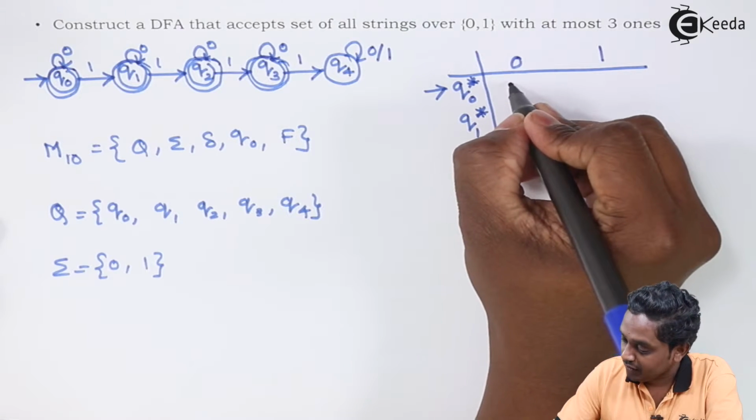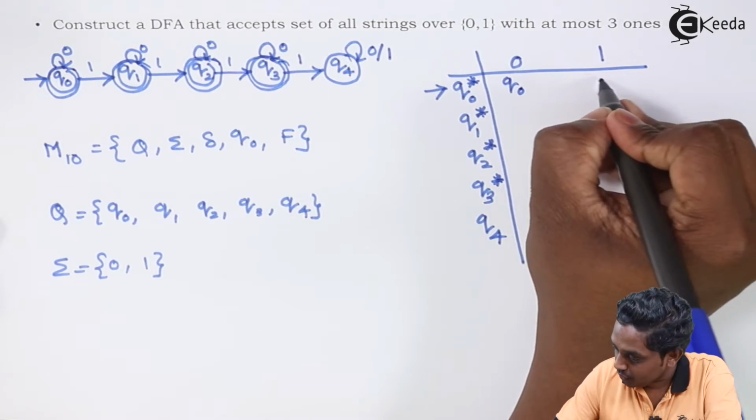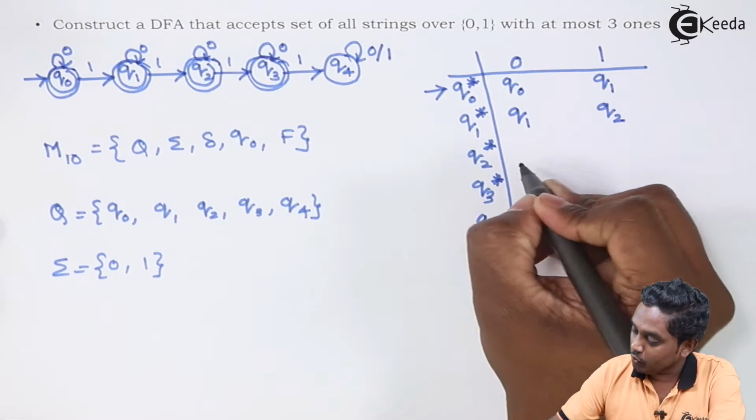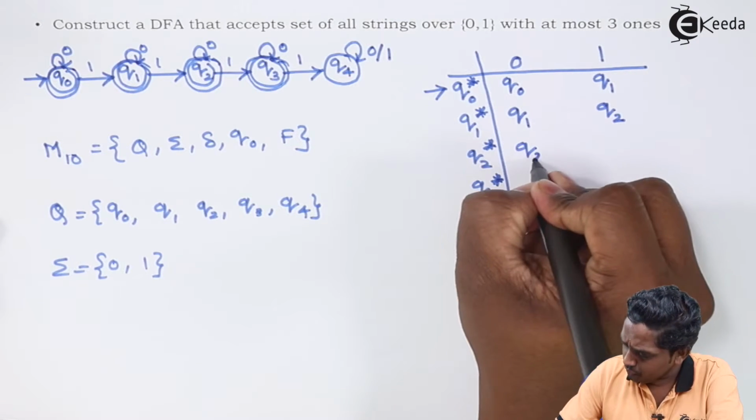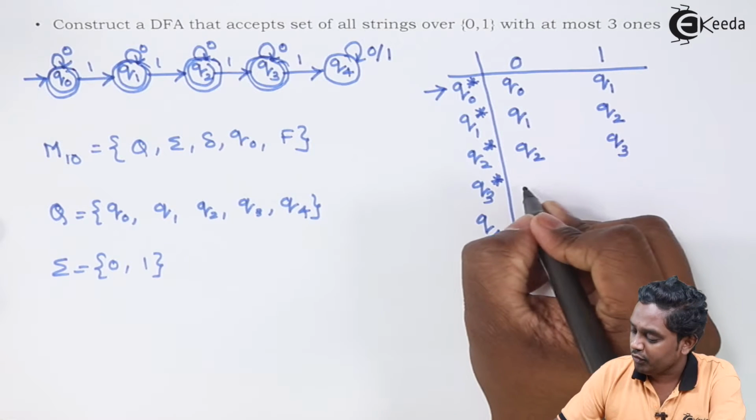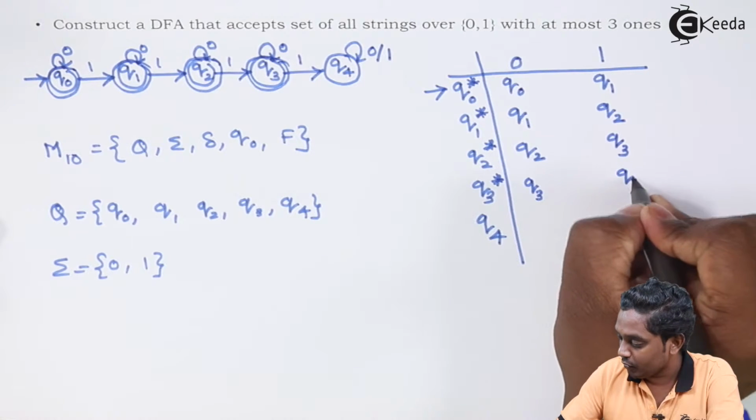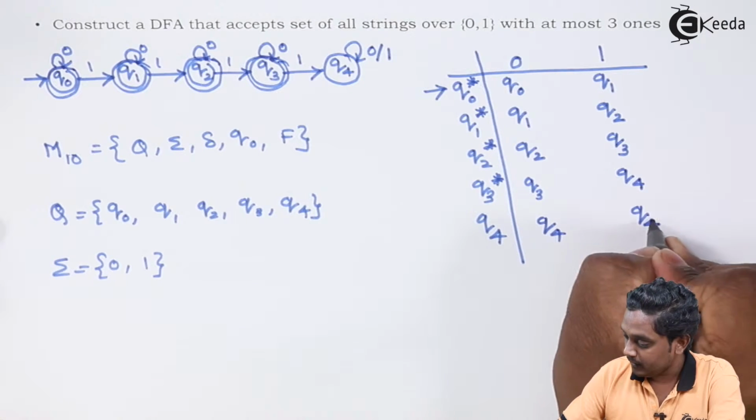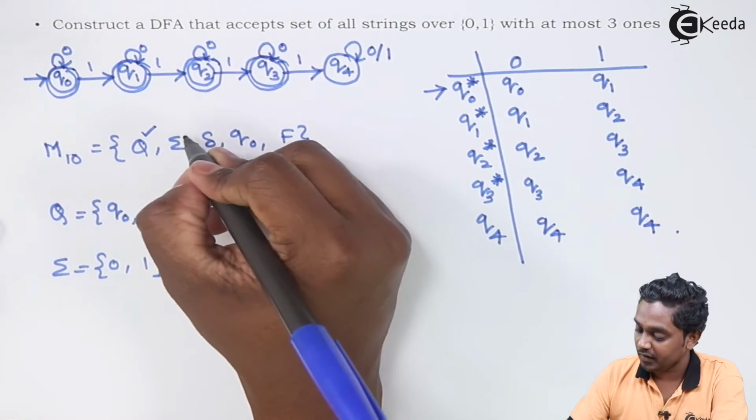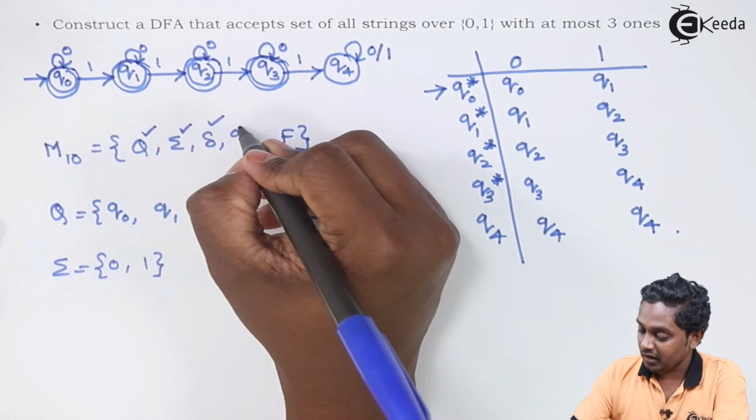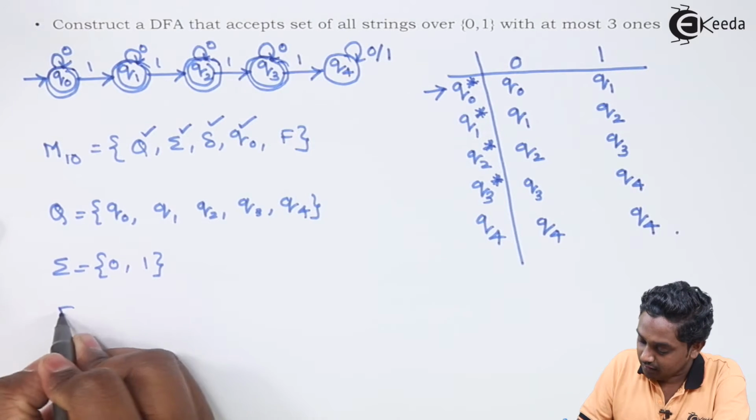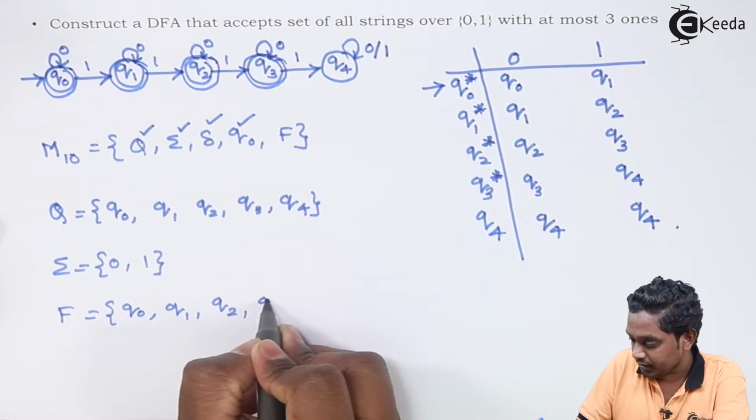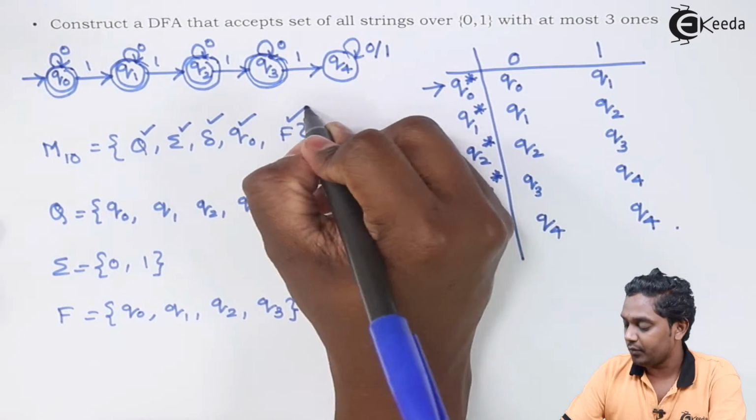On 0, Q0 is transiting to Q0. On 1, it is going to Q1. Q1 on 0, Q1; Q1 on 1, Q2. Q2 on 0, Q2; Q2 on 1, Q3. Q3 on 0, Q3; Q3 on 1, Q4. As Q4 is a trap state, on 0 or 1, it is transiting to itself. We have seen Q, we have seen sigma, we have seen delta. Q naught is again the initial state, F is the final state. Here, F contains all these states, Q0, Q1, Q2 and Q3. So these are the final states.